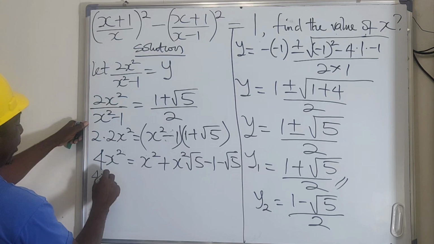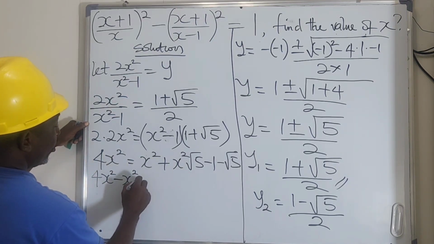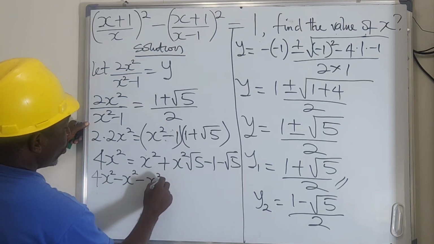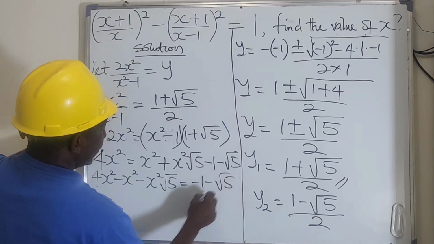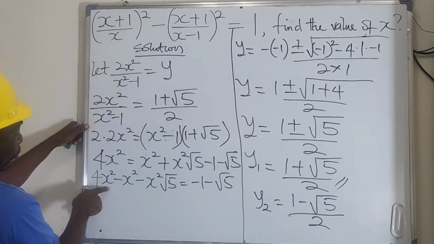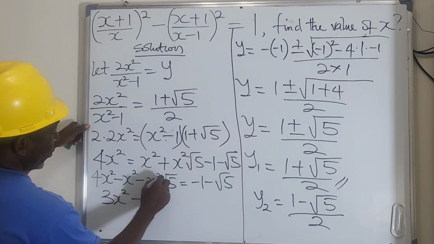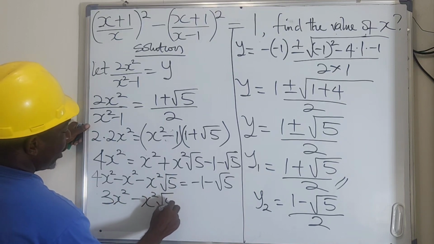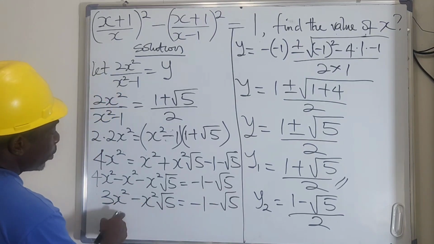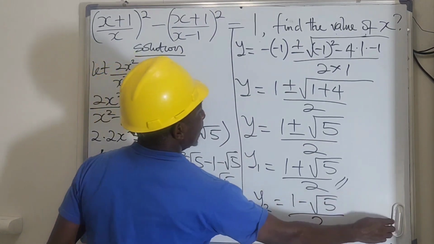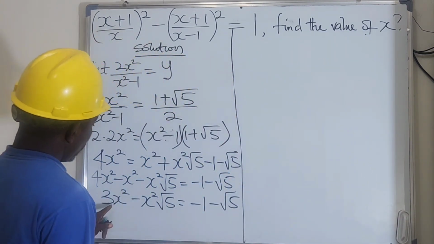We have 4x squared minus x squared. Then bring this to the other side, it will become minus x squared root 5 equals minus 1 minus root 5. So here 4x squared minus x squared gives us 3x squared. Then we have minus x squared root 5 equals minus 1 minus root 5. So this is what we have now.